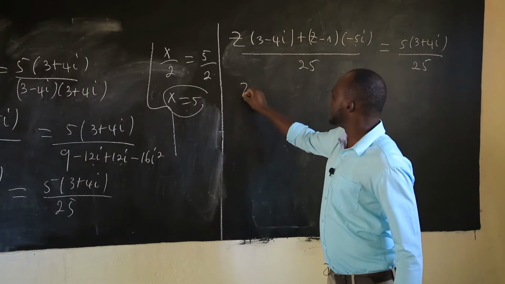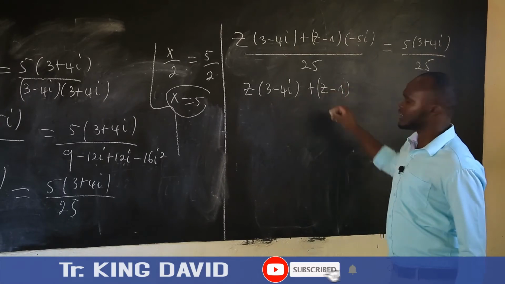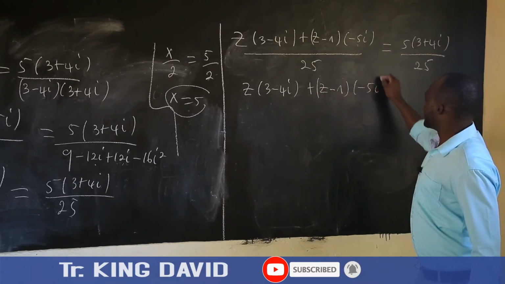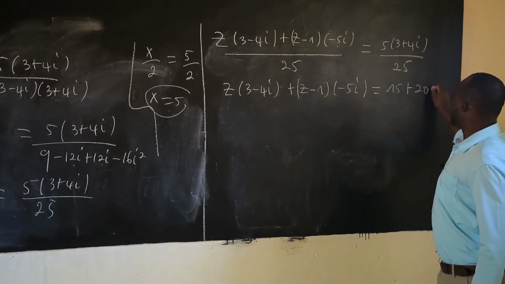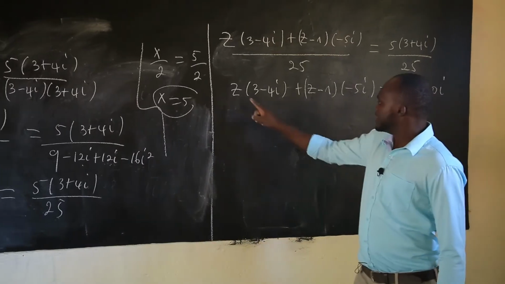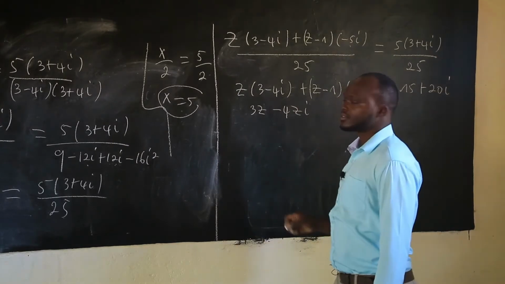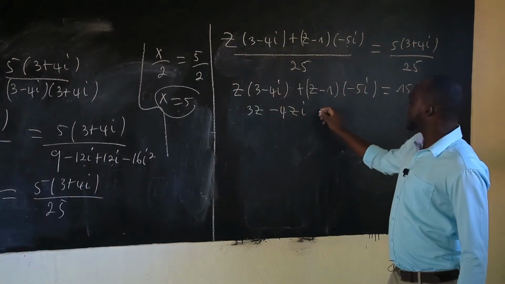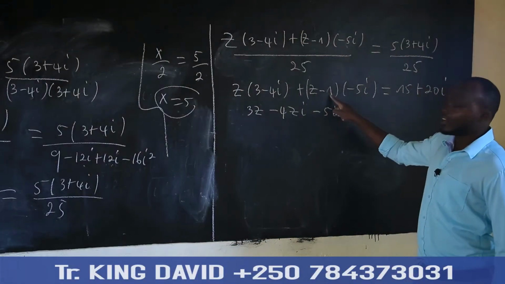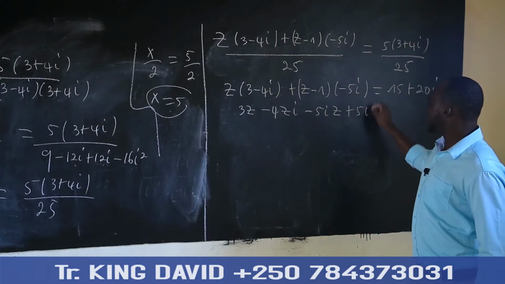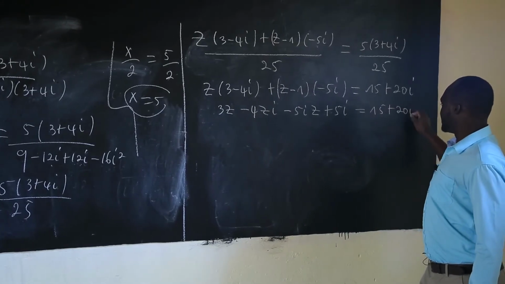We remain with Z times 3 minus 4i plus Z minus 1 times negative 5i, which is equal to, let us expand this, 15 plus 20i. So Z times 3 is 3Z minus 4Zi. Z times negative 5i is negative 5iZ. Negative 1 times negative 5i is positive 5i, which is equal to 15 plus 20i.